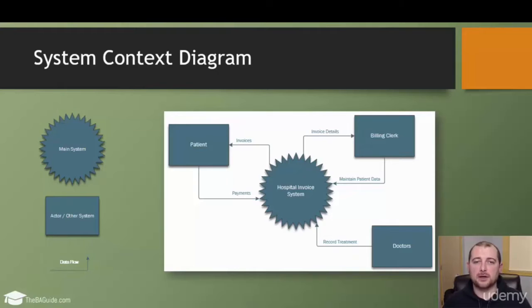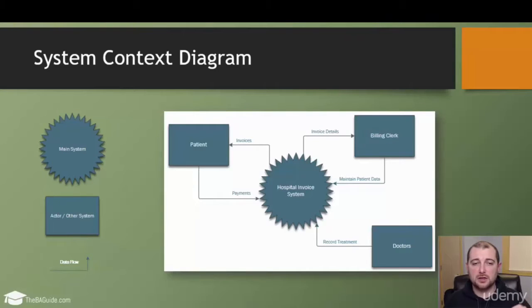This is a very high-level diagram that's showing the system, and it's showing what people or systems are interacting with that system and how. Here in the center, you see the main system, the hospital invoice system. On the outside, you have three actors, and in this case, they're people, groups of people. So you have the patient, the billing clerk, and doctors. What this is showing is the interactions of data between the hospital invoice system and those particular people.